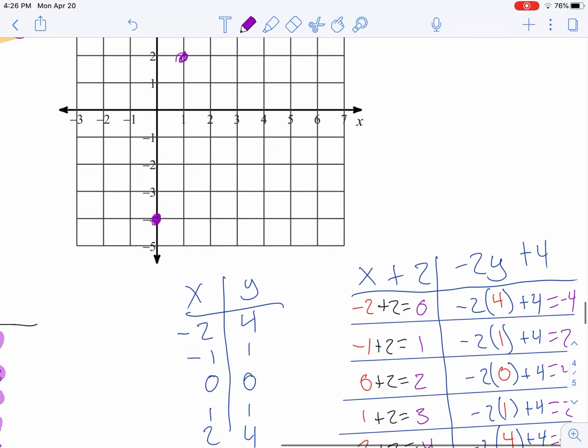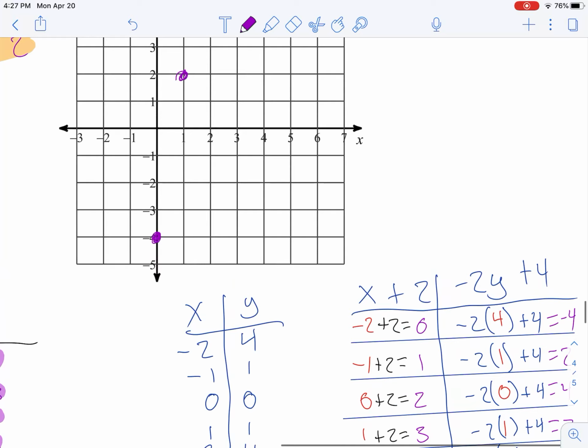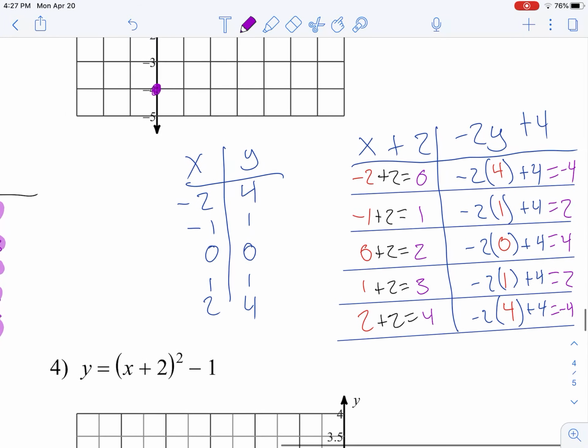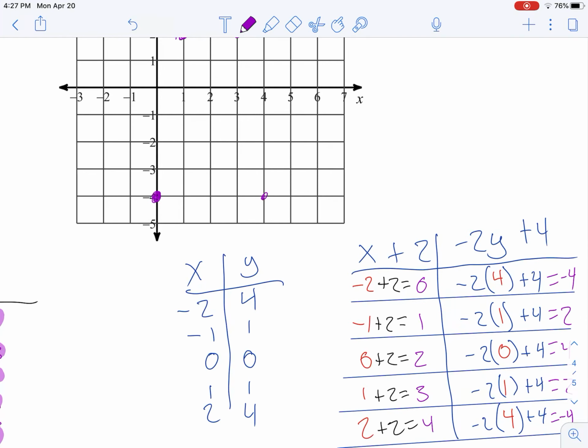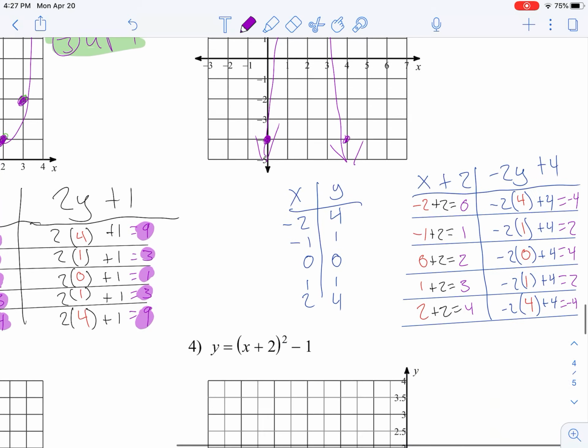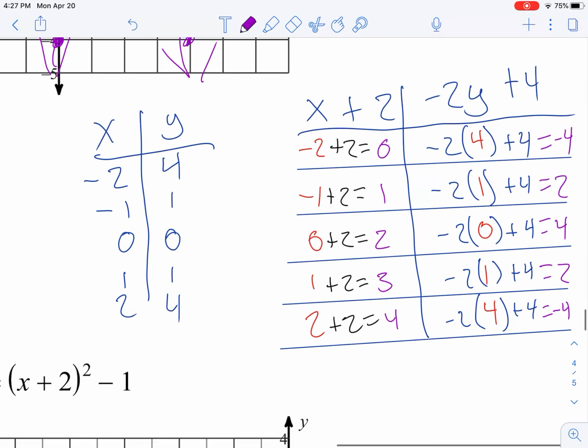(2, 4) is going to be up here. I'm pulling these from my table, my purple numbers. (3, 2) is right here. And (4, -4) is down here. And there is a really bad parabola. So instead of writing all the points down and moving all the points, we did it with math down here.